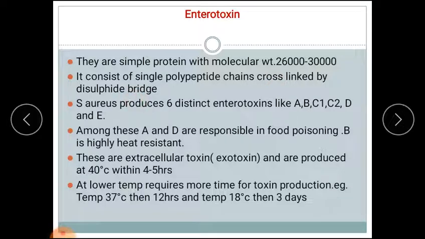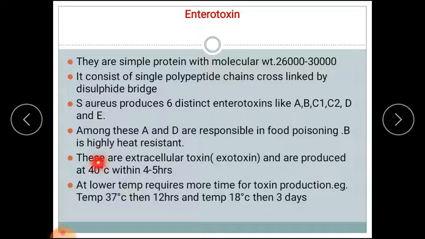Now this Staph aureus produces enterotoxins of 6 different types, and they are A, B, C1, C2, D and E. So these 6 types of enterotoxin are produced by Staph aureus. Out of these 6, A and D are responsible for food poisoning, and the B type of enterotoxin is highly heat resistant. Means it can survive in the food even if the temperature is very high. But food poisoning is caused by which enterotoxin? A and D.